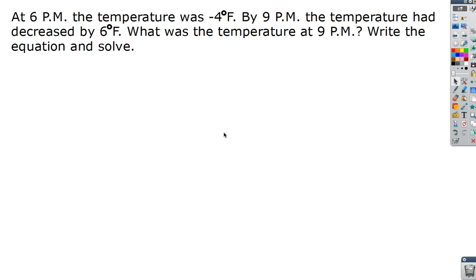So today we are going to be learning about integer story problems. So we'll be using addition and subtraction with positive and negative numbers.